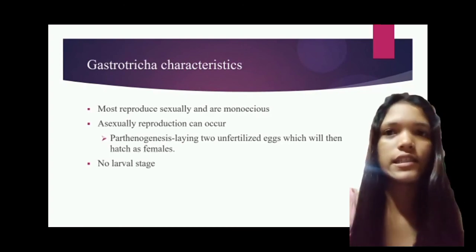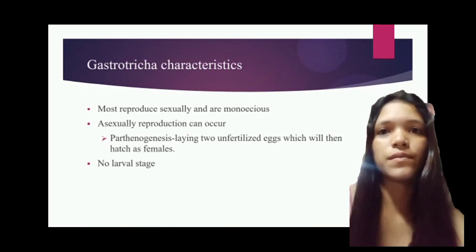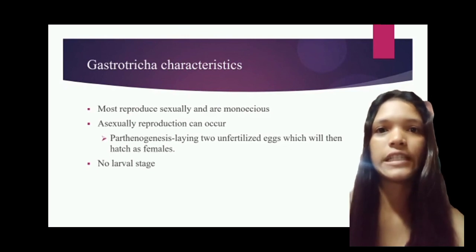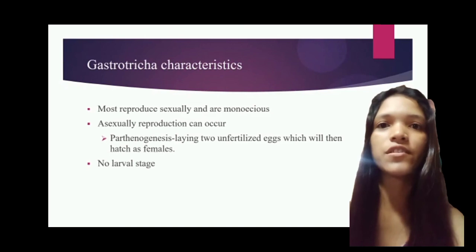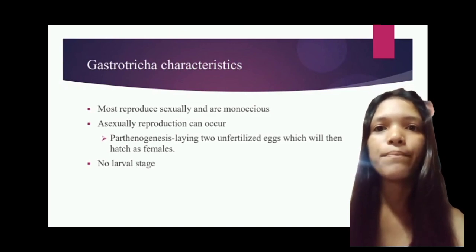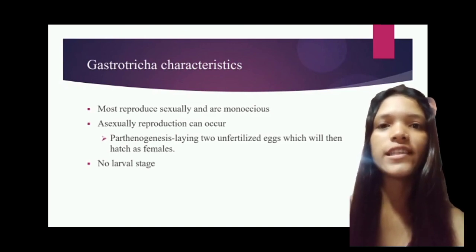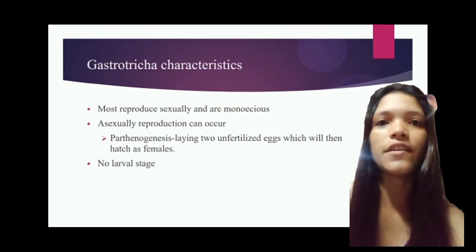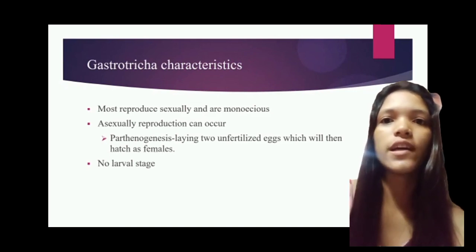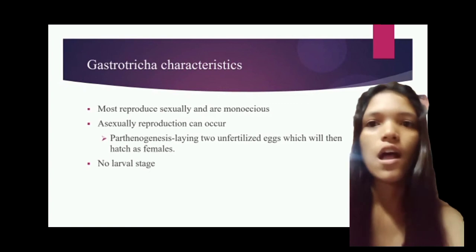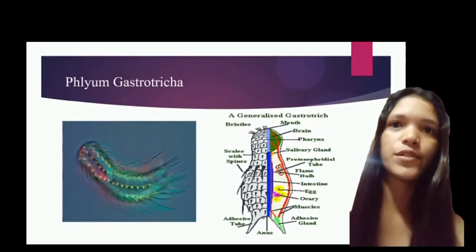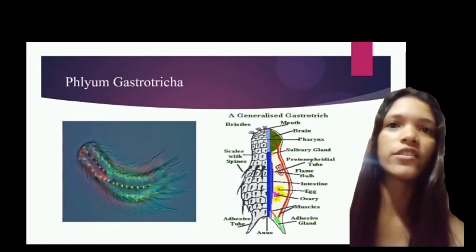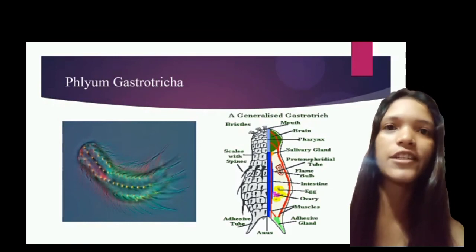Gastrotricha characteristics: most reproduce sexually and are monoecious. Asexual reproduction can occur by parthenogenesis, laying two unfertilized eggs which will then hatch as females. No larval stages. So now let me show you a phylum Gastrotricha picture and each body part.